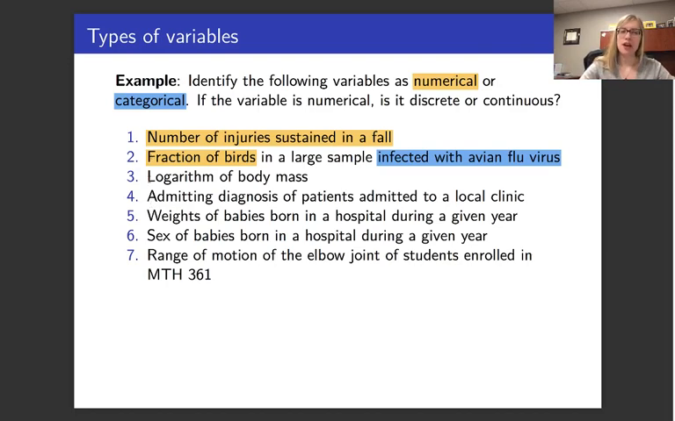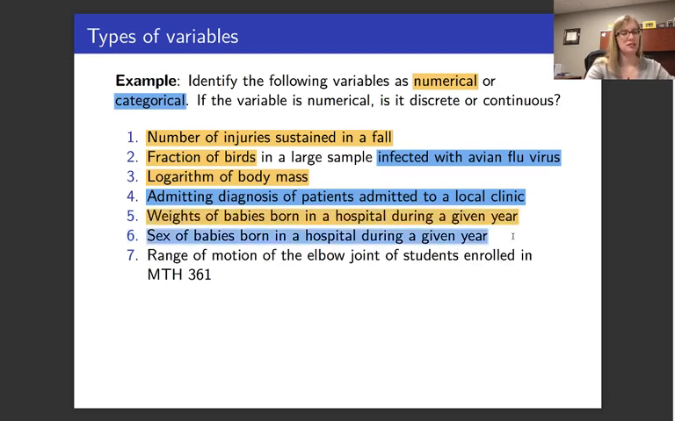The logarithm of the body mass, that is a numerical measurement. Admitting diagnosis, what patients are diagnosed with when they're admitted to hospital, that is categorical. Weights of babies born in a hospital, weight is numerical. Sex, that is categorical. Finally, range of motion of the elbow joint of students enrolled in Math 361.